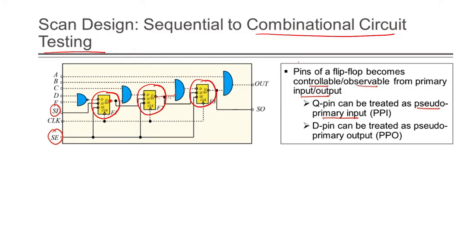When converting from sequential to combinational, the pins we apply for scan input, scan enable and scan output become controllable and observable primary inputs and outputs. So we can give the test cases easily. Last class we already saw this. Suppose a NAND gate is there; we can directly give the test cases for this NAND gate.